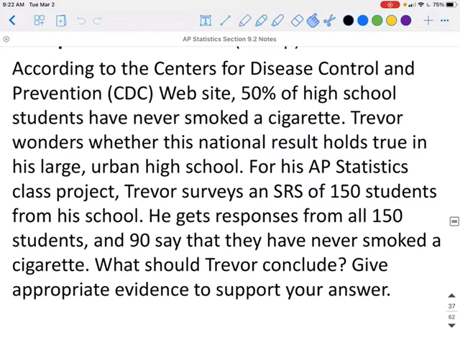According to the Centers for Disease Control and Prevention, 50% of high school students have never smoked a cigarette. Trevor wonders whether this national result holds true in his large urban high school. For his AP Statistics class project, Trevor surveyed a simple random sample of 150 students from his school. He gets responses from all 150 students, and 90 say that they have never smoked a cigarette. What should Trevor conclude? Give appropriate evidence to support your answer.